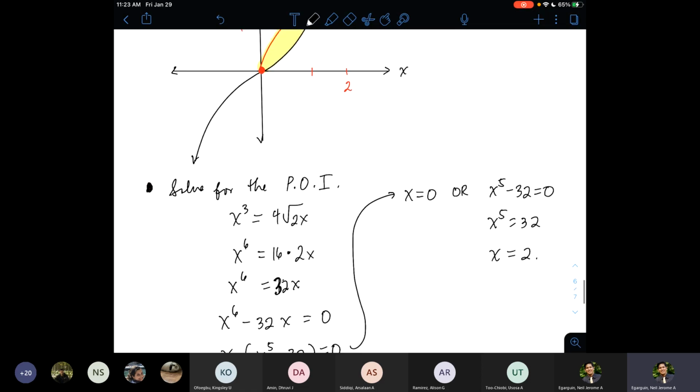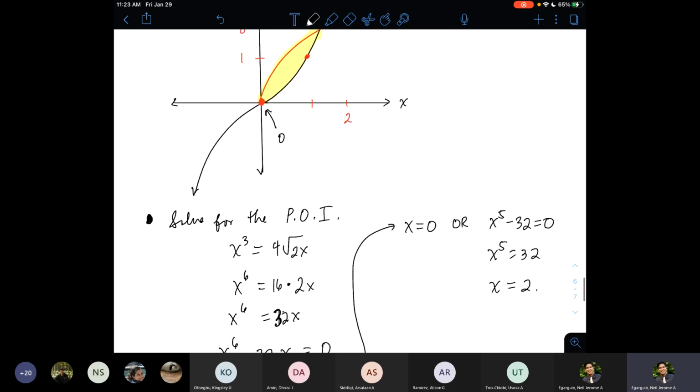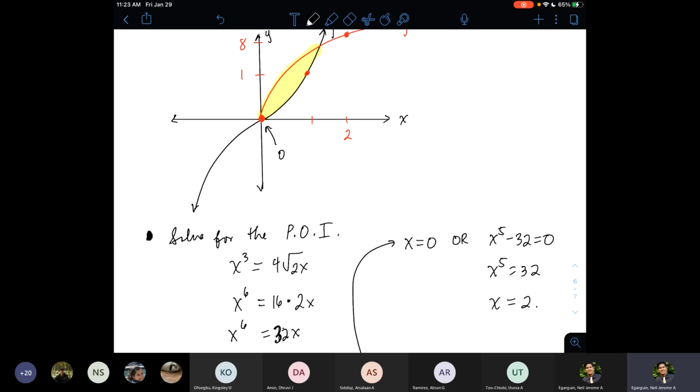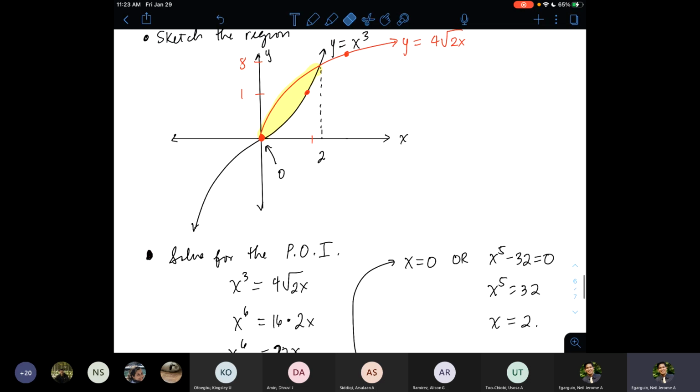So that means this is 0. And then this point of intersection here would be 2. That's why I need to adjust my graph. Oops.